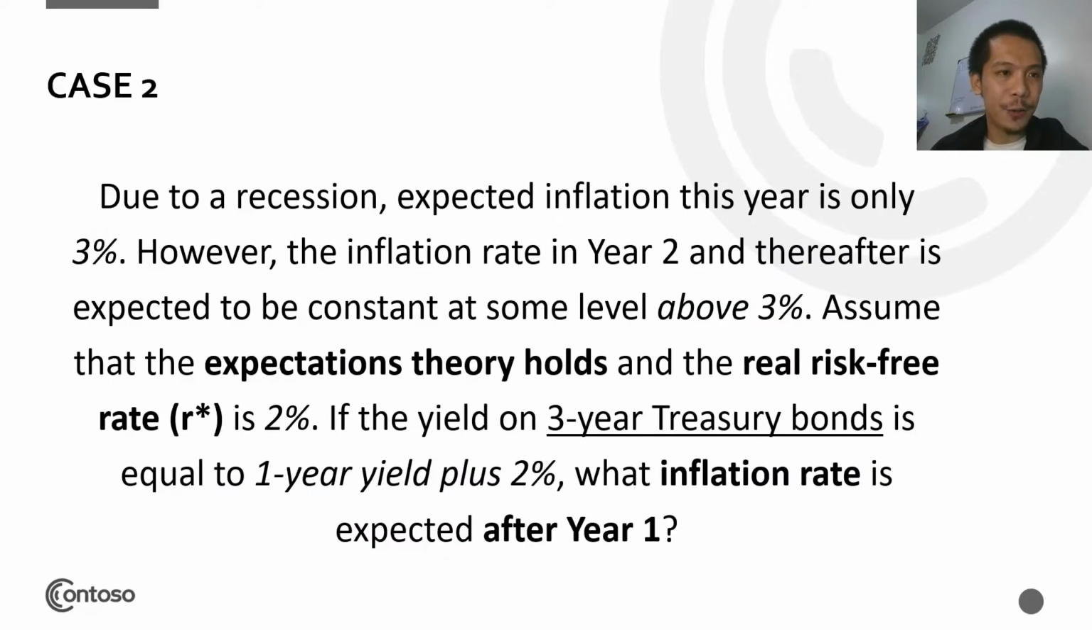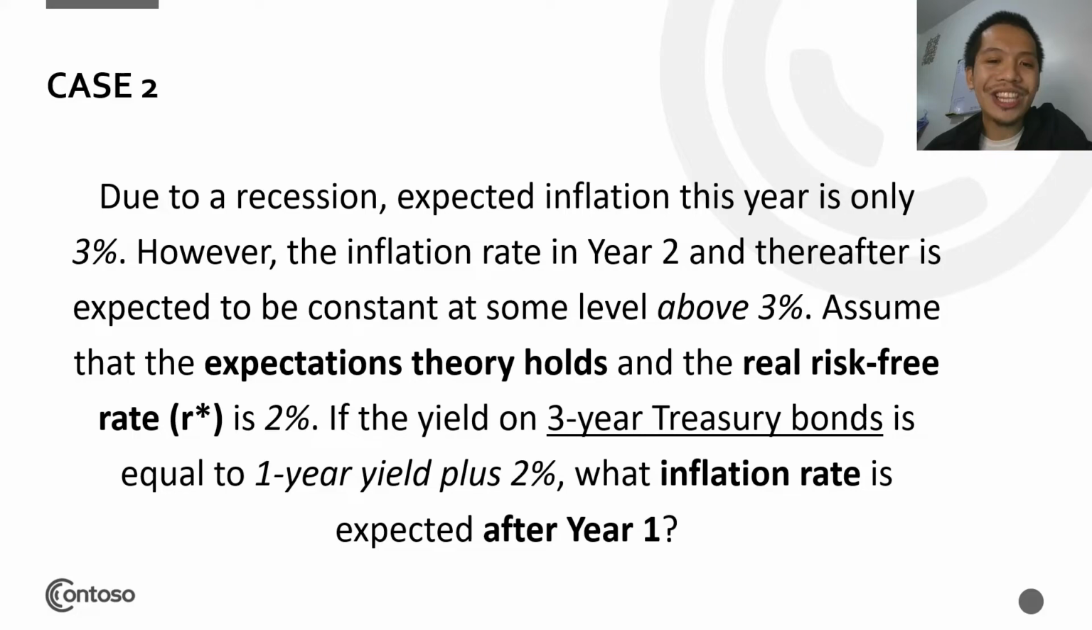Then we have the following. Case 2. Due to a recession, expected inflation this year is only 3%. However, the inflation rate in year 2 and thereafter is expected to be constant at some level above 3%. Assume that the expectations theory holds. In other words, there will be no maturity risk premium considered in arriving at interest rates. Again, MRP should be 0 under pure expectations theory. And the real risk-free rate R star is 2%.